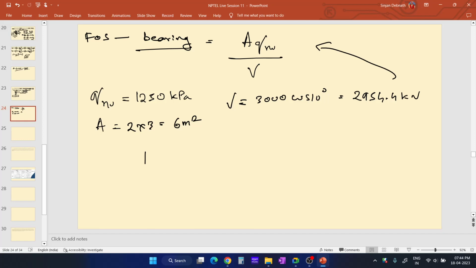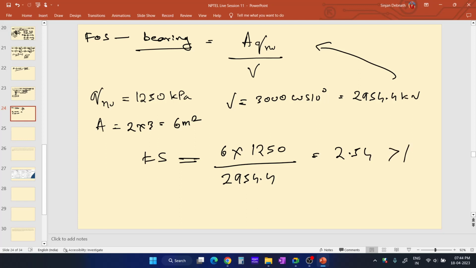So factor of safety against bearing. How much is it? A is the area of the footing, it is 6, into QNU, the net ultimate bearing capacity, which is 1250 kPa, divided by the vertical component of the load, 2954.4 kilonewton. If you solve this, you will get the factor of safety against bearing, and this comes out to be around 2.54. And this is greater than 1, so the footing is safe against bearing.